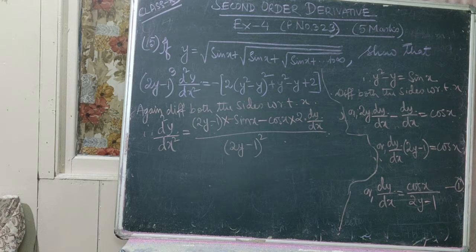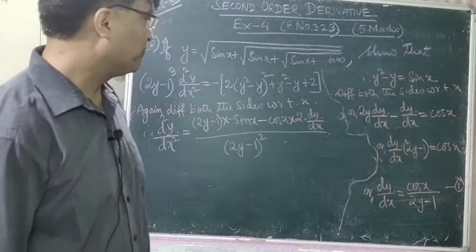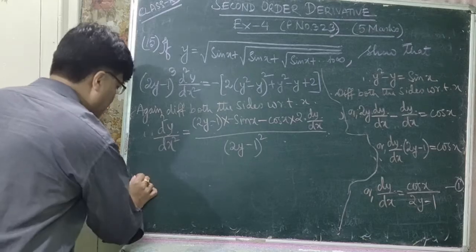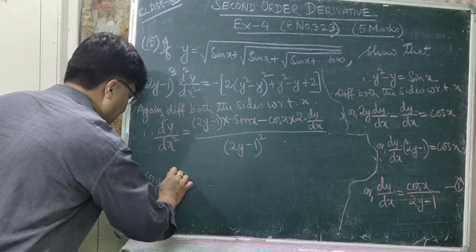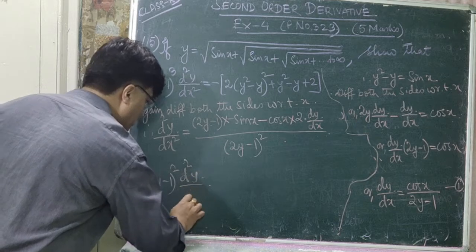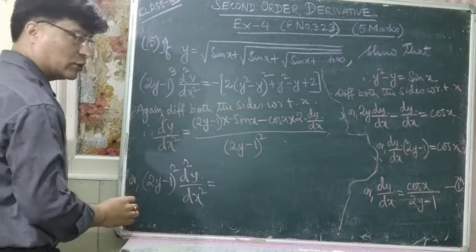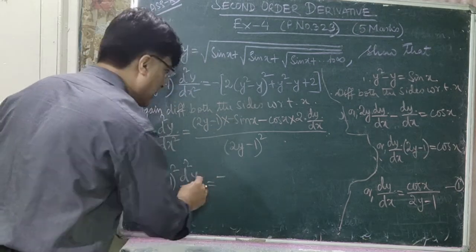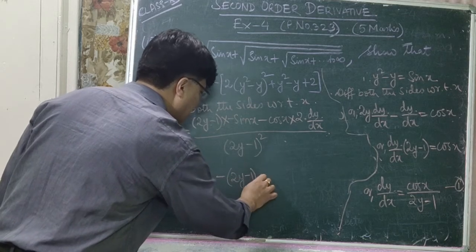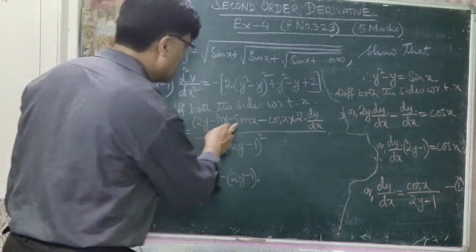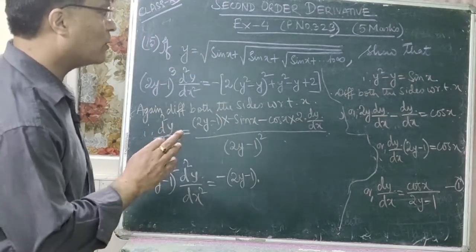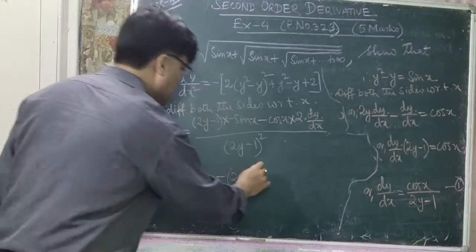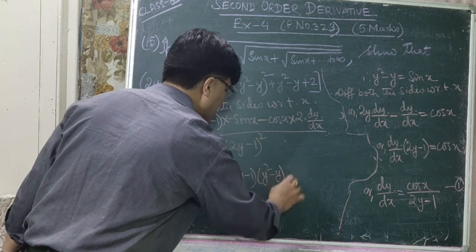So now again you have to simplify it further. Now here, let us cross multiply. 2y minus 1 whole square into d2y by dx square is equal to, now there is a minus sign, minus comes in the front. So 2y minus 1 into, now again in this case you can put the value for sin x. Actually what was sin x? From the given, sin x is equal to y square minus y, isn't it? Let us write here y square minus y.